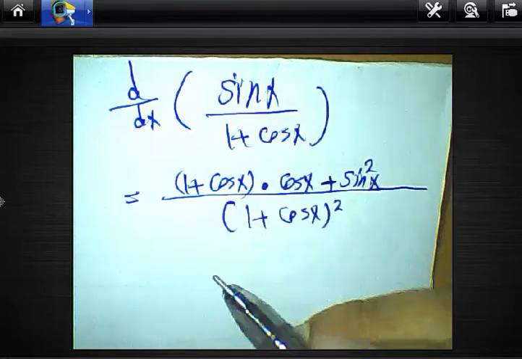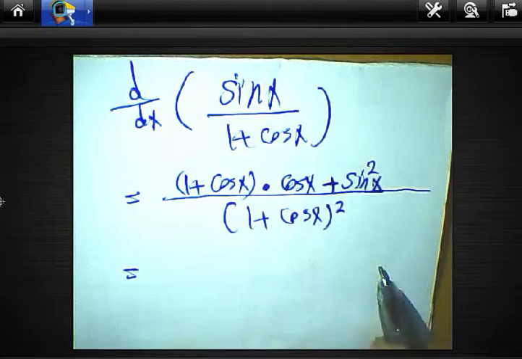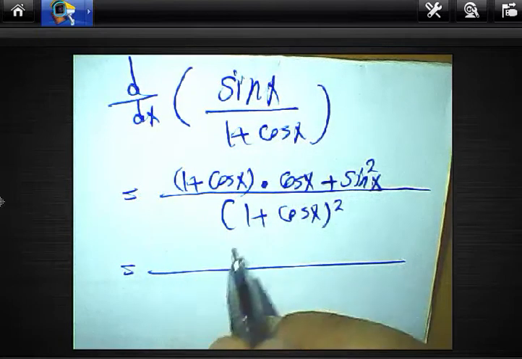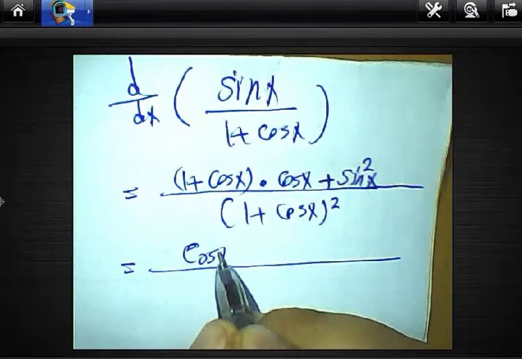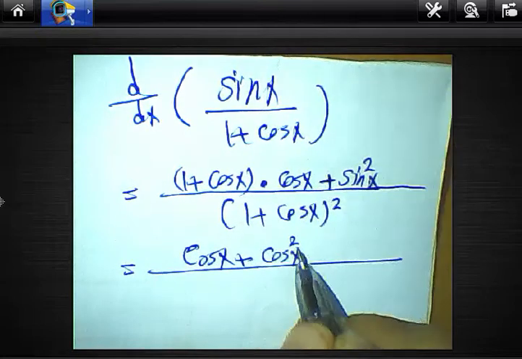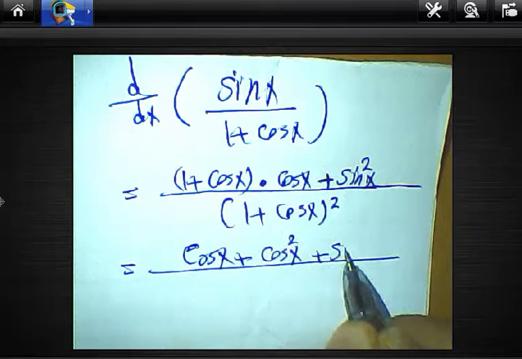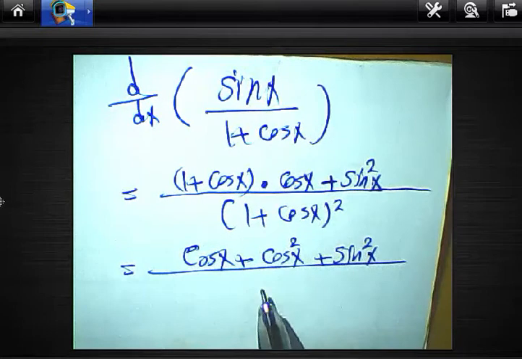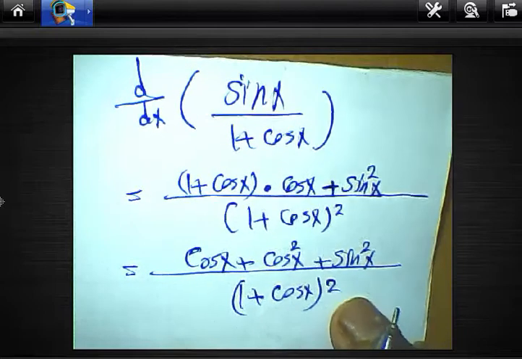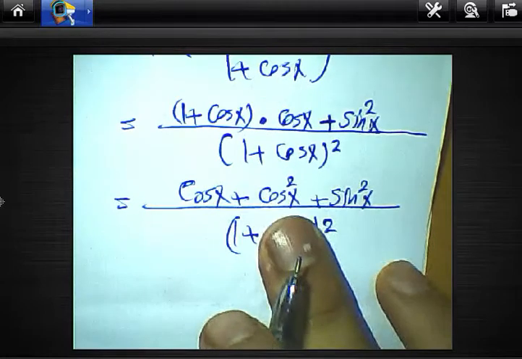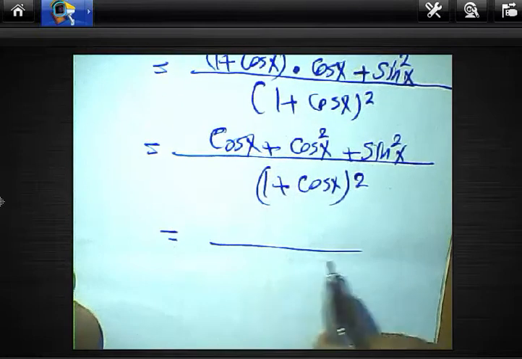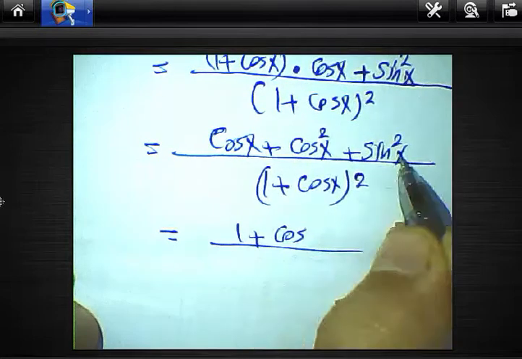We know 1 plus cosine x. If you want to find the result about cosine x, we must use the distribution. 1 plus cosine x, 1 times cosine x equal cosine x, and cosine x multiply cosine x equal cosine x power 2, plus sine power 2 of x over 1 plus cosine x power 2. It's an identity. Cosine power 2x plus sine power 2x equal 1. 1 plus cosine x, we can write it here in numerator.